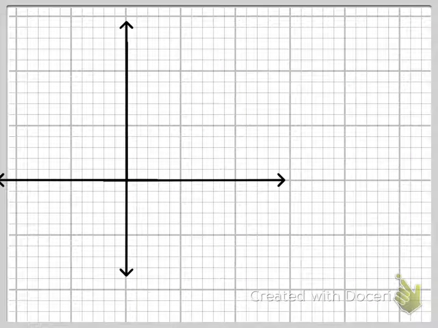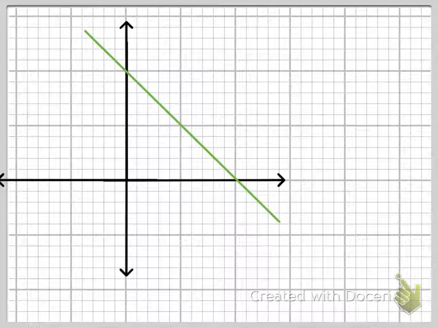So I'm going to draw a line here, and it's going to cross both the x-axis and the y-axis. I might actually come down here, like that. We have an x-intercept, that's where it crosses the x-axis, and we have a y-intercept. Can you tell me the ordered pair for that one?